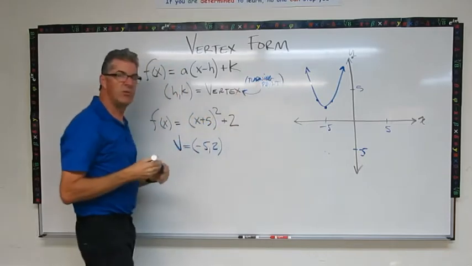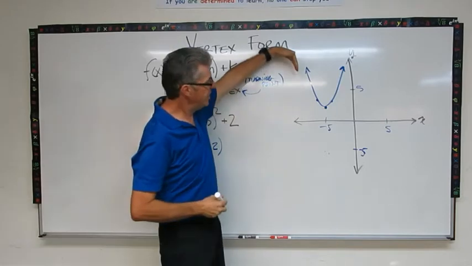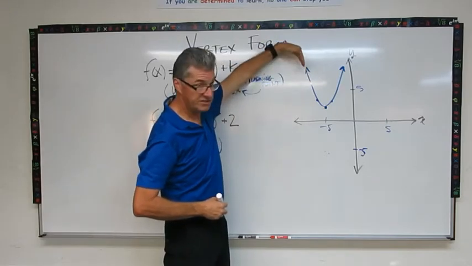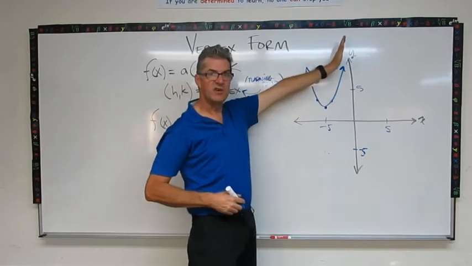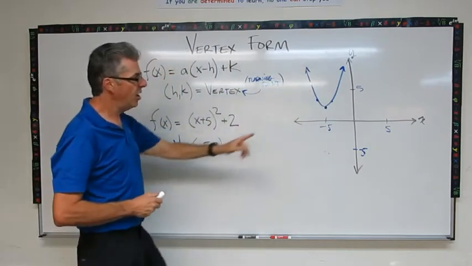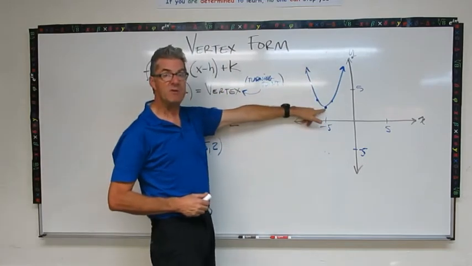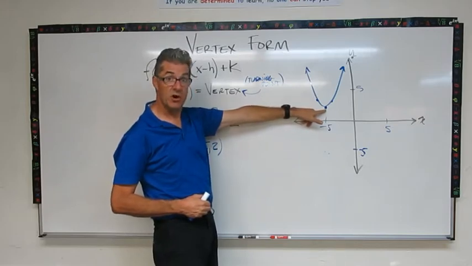And what we mean by turning point is that's where this function changes from being a decreasing function, it's going down, to an increasing function at the turning point. And it also represents a minimum. This is as low as this goes, okay?